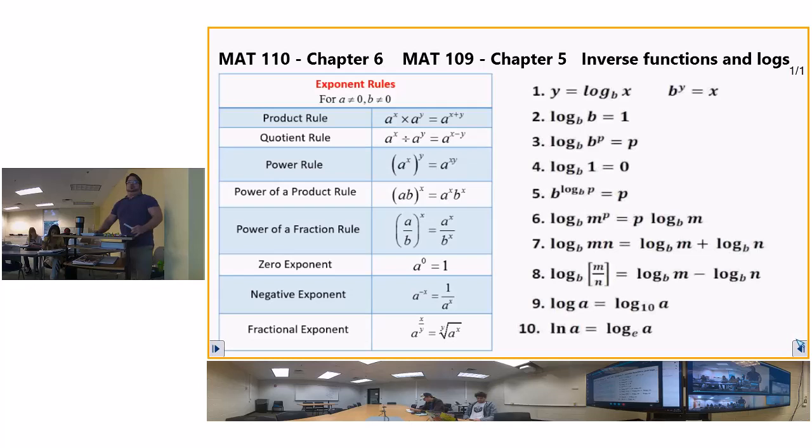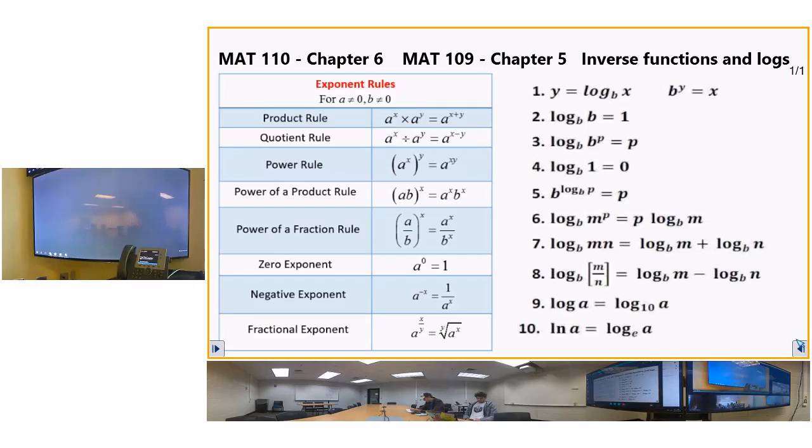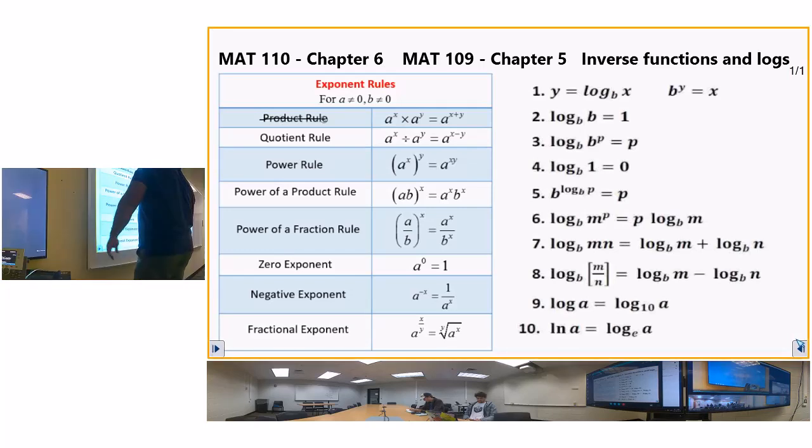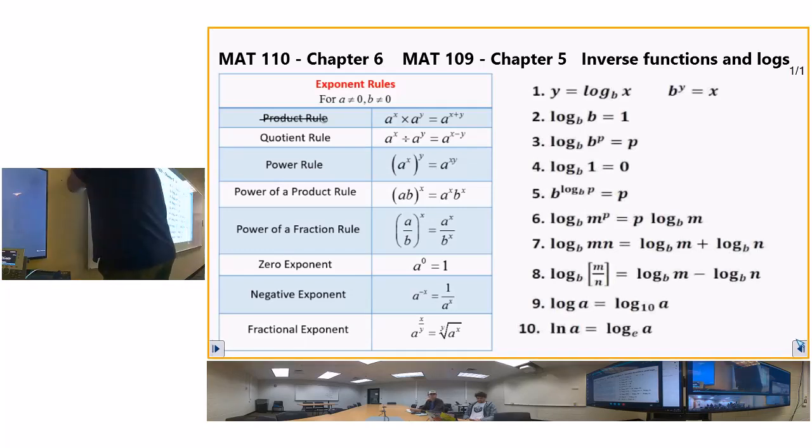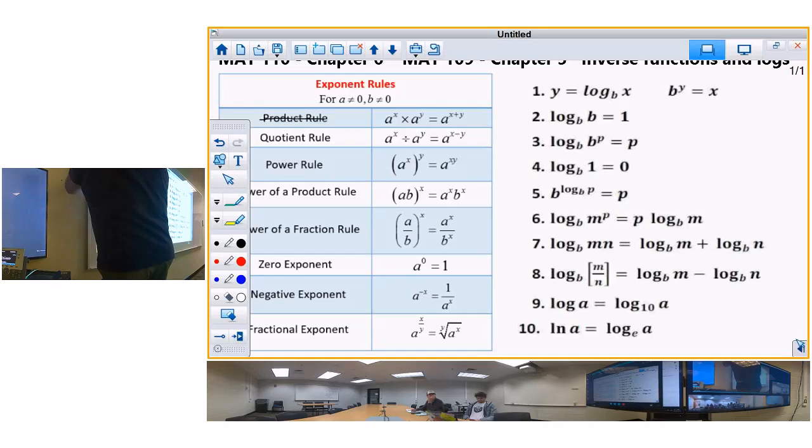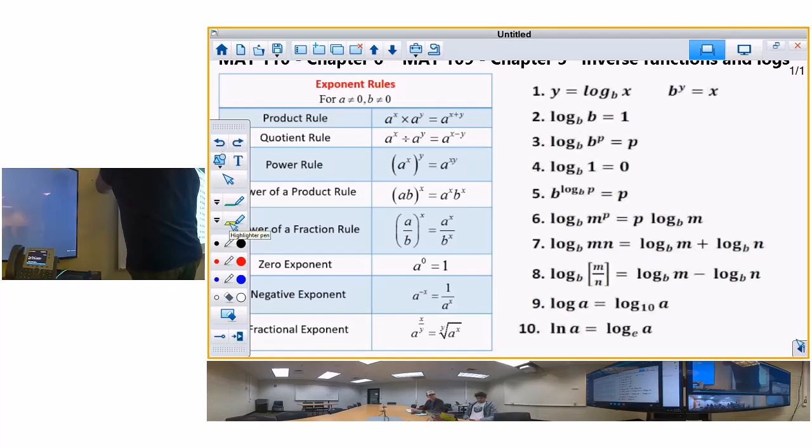On the exponential laws, you have the product rule. That one's important. Did y'all not see me? Did I not hit the highlighter button? You did. I thought I did.